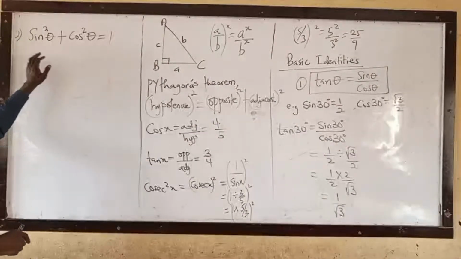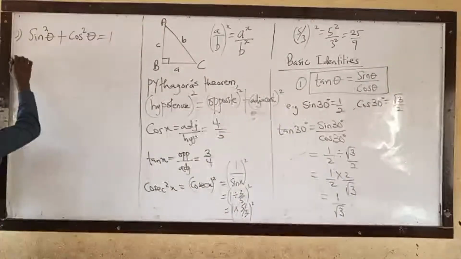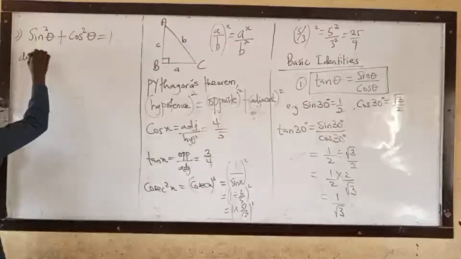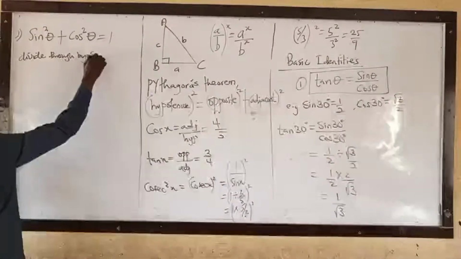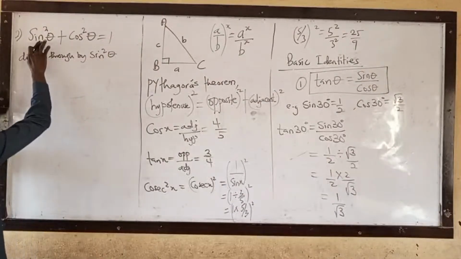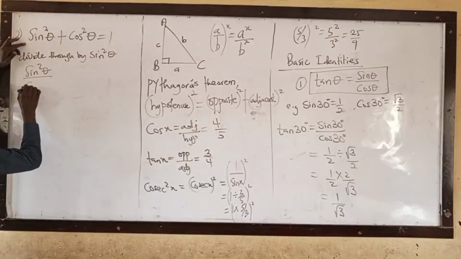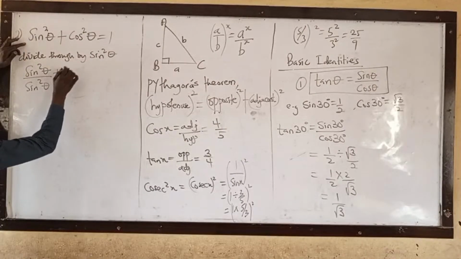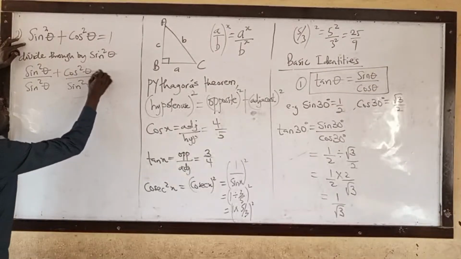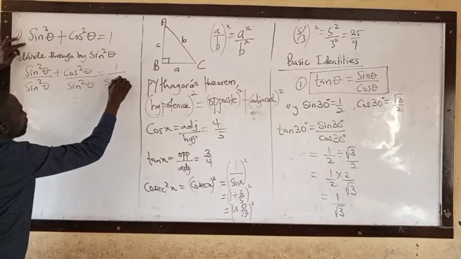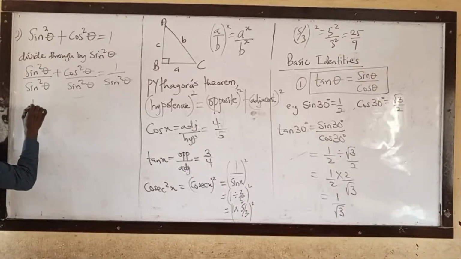Now, see the first thing. Let us divide this thing through by what now? Sine square theta. Divide through by sine square theta. What do we have there? We are having sine square theta over sine square theta plus cos square theta all over sine square theta equals to 1 over sine square theta. What is sine square theta over sine square theta? Gives us what now? 1 plus.